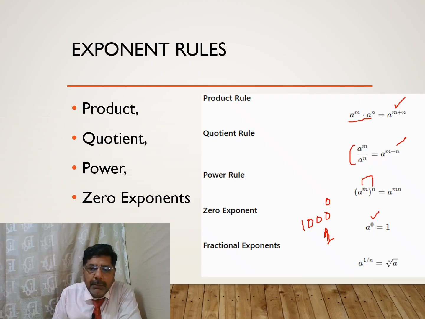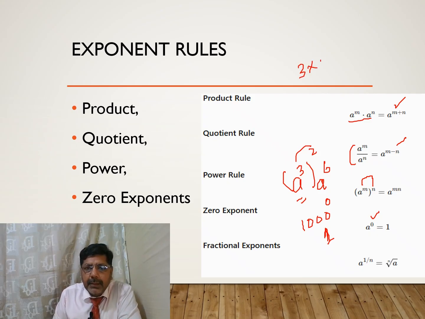And the power to a power law: powers are multiplied. Power to a power means the powers are multiplied. So for example, a to the power 3, to the power 2, means they will multiply and the result will be a to the power 6. It's not like 3 multiplied by 3. Power to a power is not like this. It will be a wrong idea.